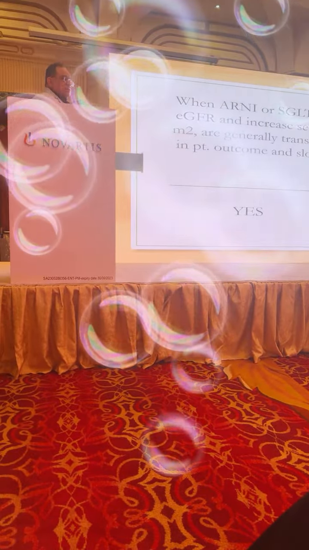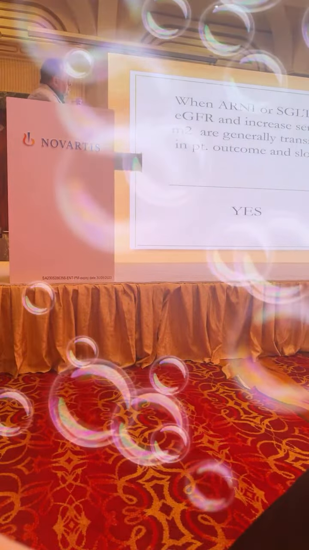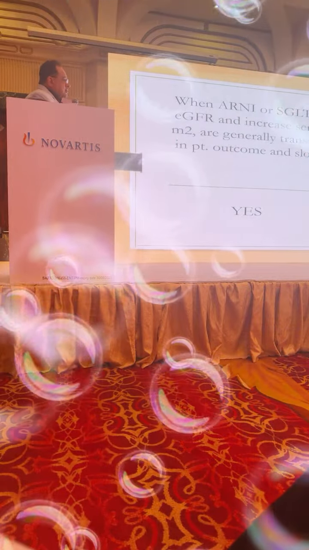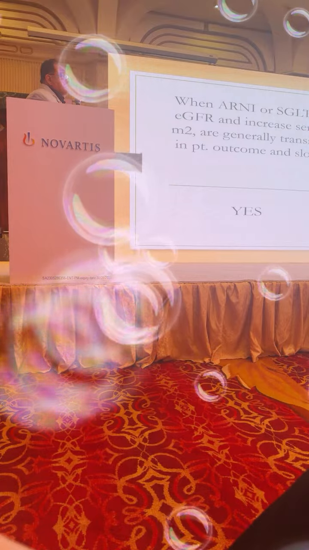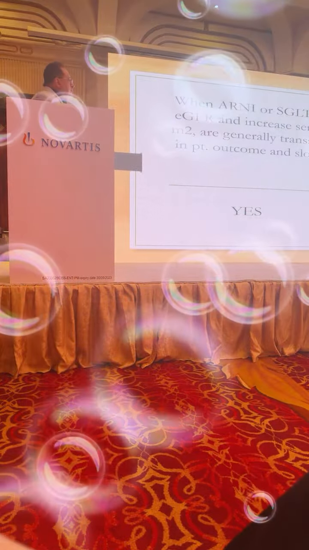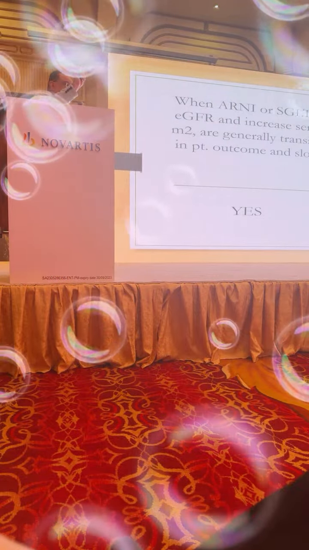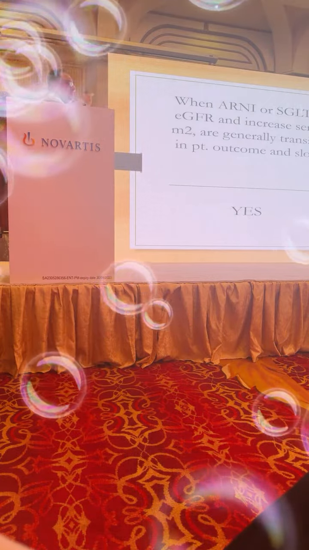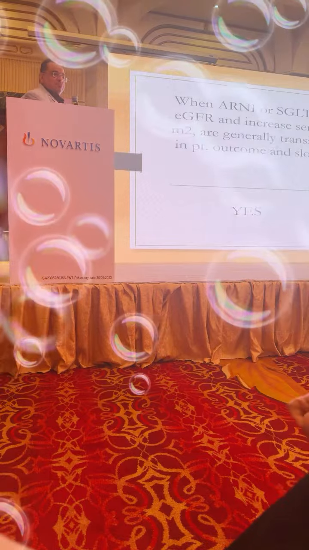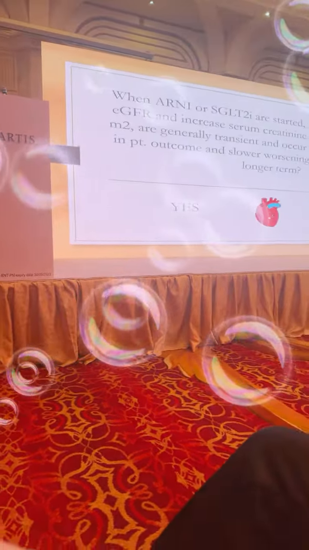Okay, this is important for clinicians. When ARNI or SGLT2 inhibitors are started, the initial decrease in GFR and even an increase in serum creatinine, up to 25 ml per minute per 1.73 square meter, is nothing to worry about at all. In the long run, you will get a lot of benefit on the cardiology side and the nephrology side. Do you believe that or not? ARNI and SGLT2 inhibitors.